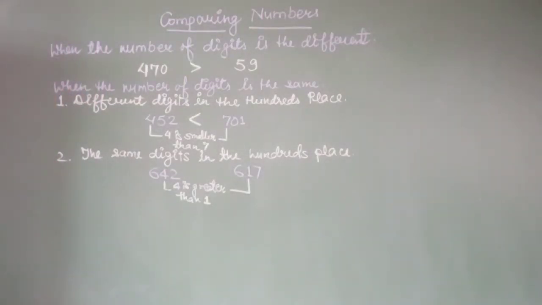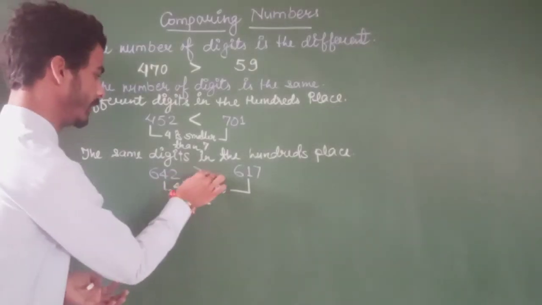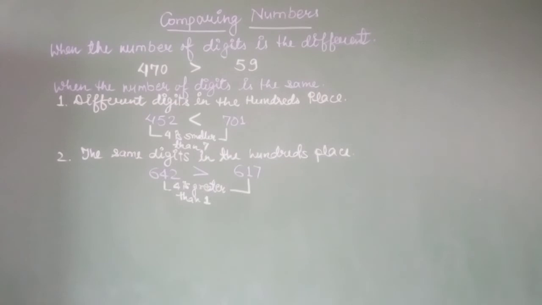642 is greater than 617. So Sohan writes more words than Mohan.